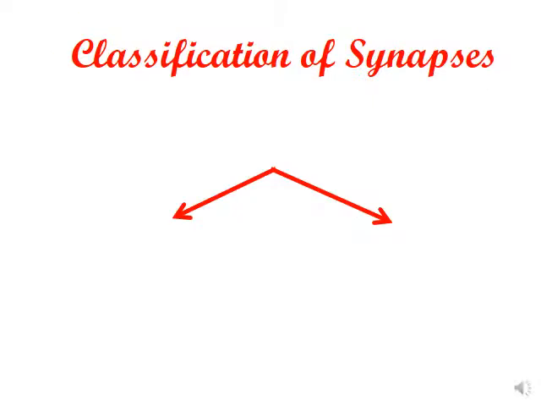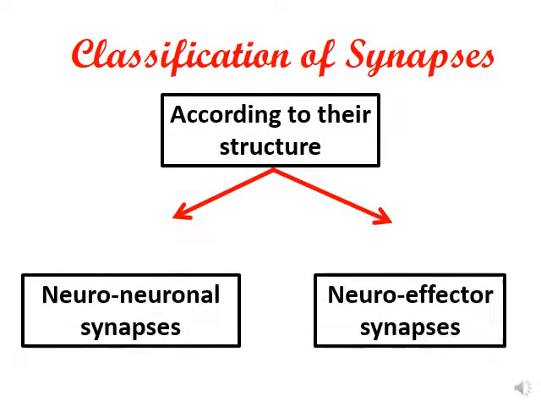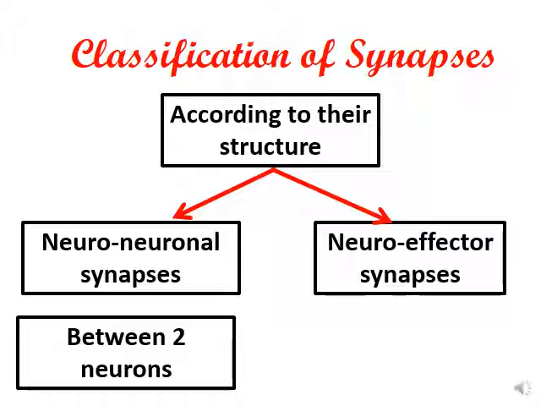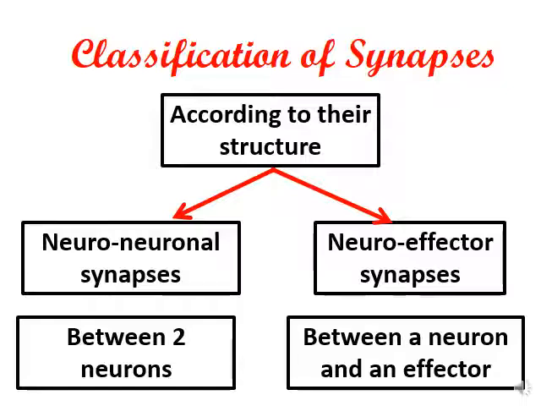Okay, so according to their structure, here we have neuronal synapses. These are between two neurons, or neuroeffector synapse, either between a neuron and a muscle or between a neuron and a gland. So neuronal, as I said, is between two neurons, and neuroeffector is between a neuron and a muscle or between a neuron and a gland, meaning between a neuron and an effector.